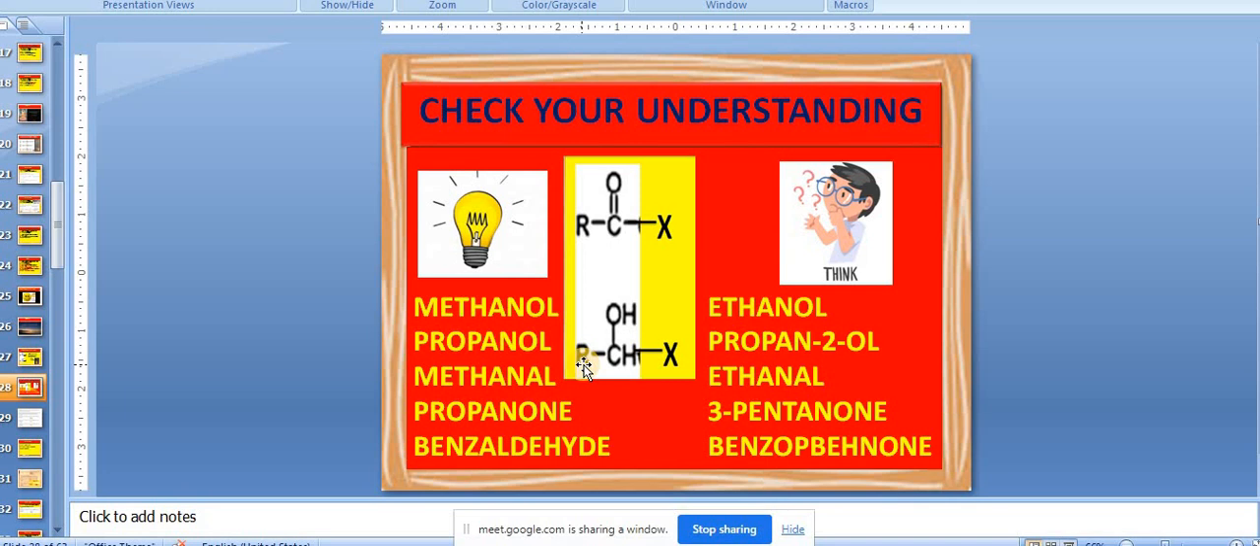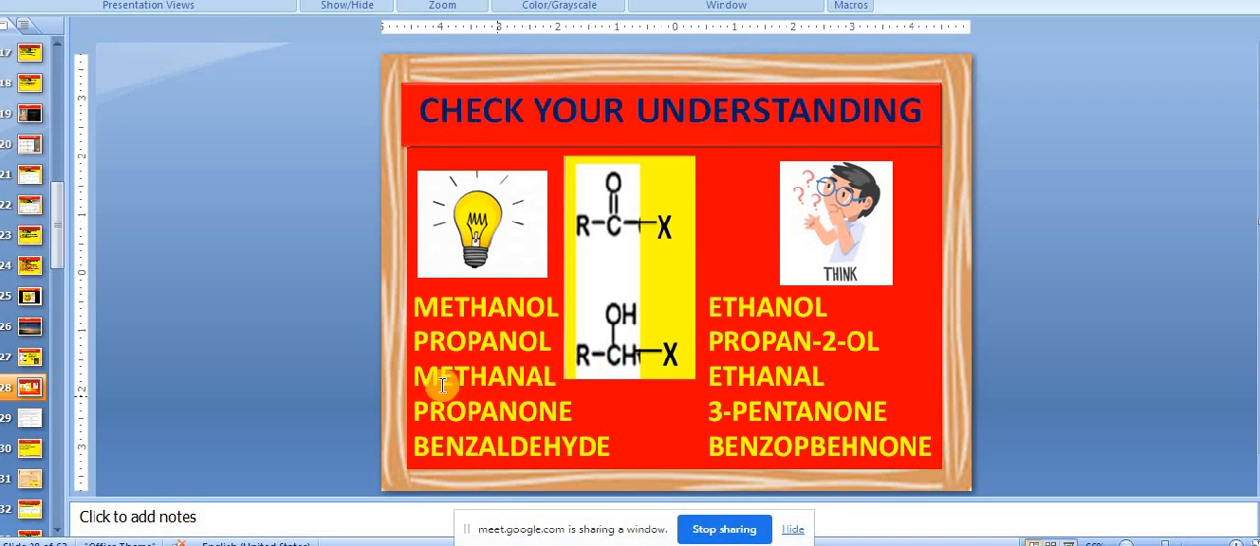Now if you talk of propanol, when we write propanol, it is 1-propanol. You have to keep this in mind. Now, if X is CH3 and R is CH3, then what would be the compound? Propanol will not give the test. Yes, absolutely right. And then what about propan-2-ol? Whether propan-2-ol will give? Yes, propan-2-ol will give.